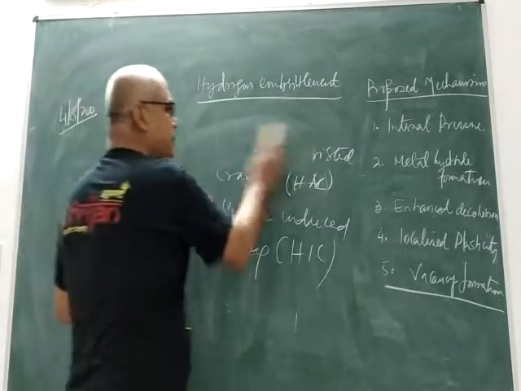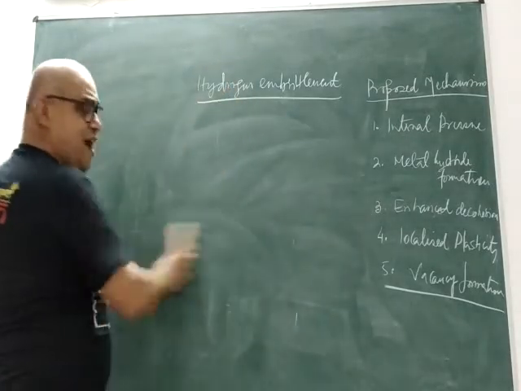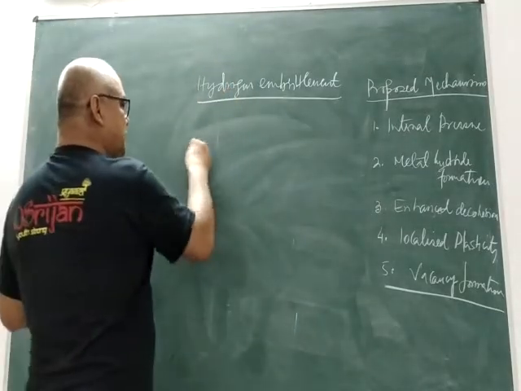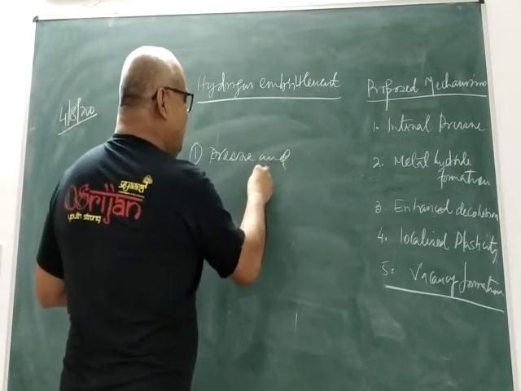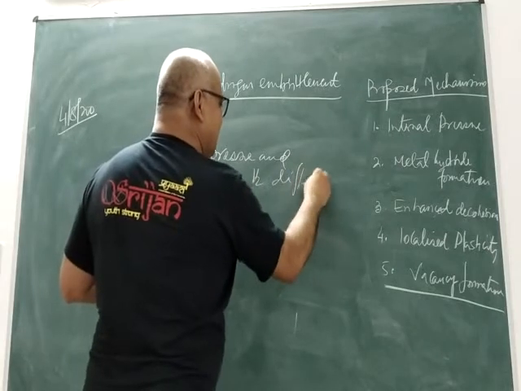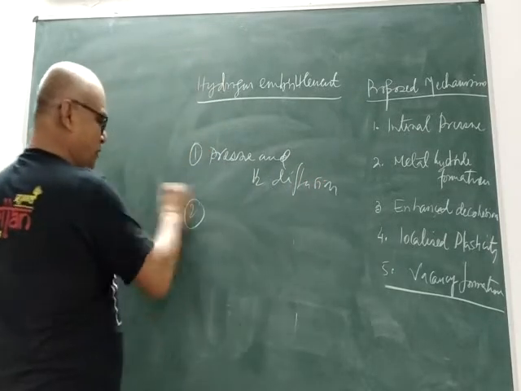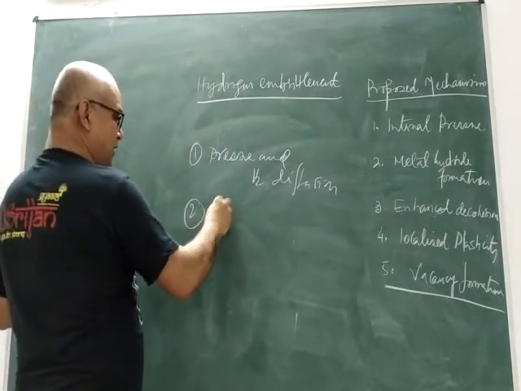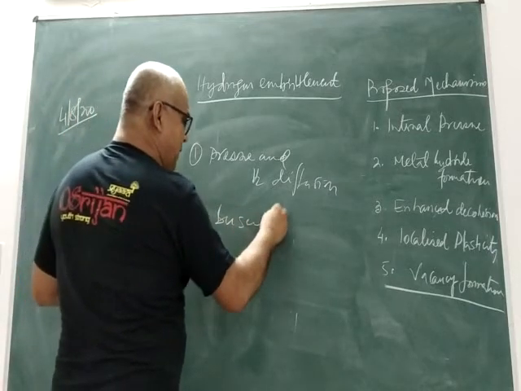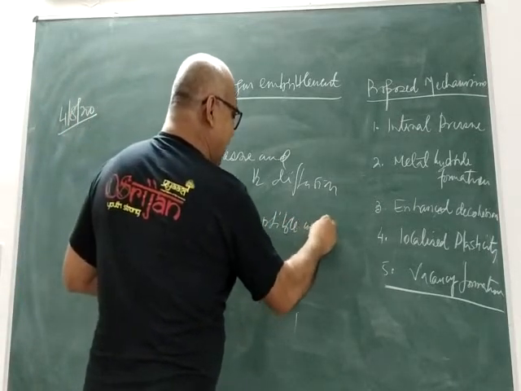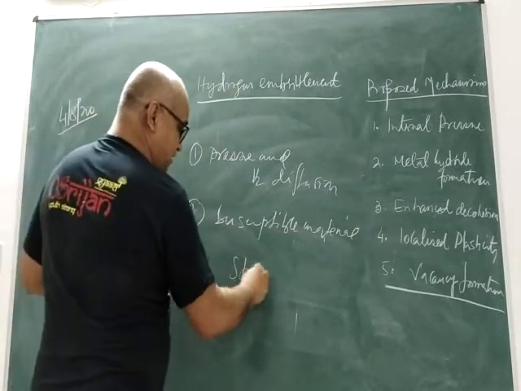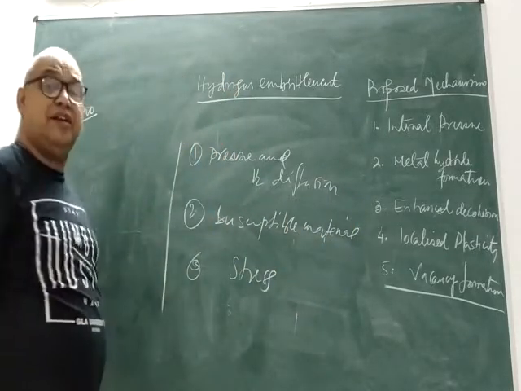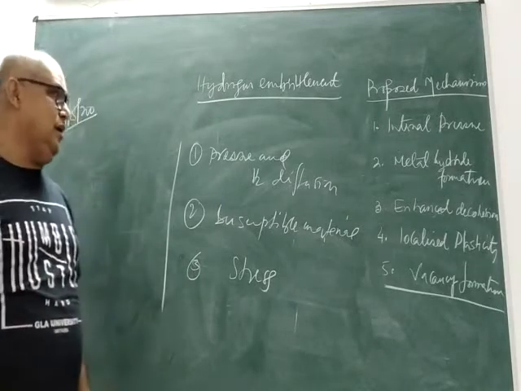Now we have to see what are the important points which will determine this serious type of corrosion. Let us see, three parameters are there. Number 1, presence of hydrogen and hydrogen diffusion. Number 2, susceptible material. And number 3 is stress. These three parameters are essential for this type of corrosion.